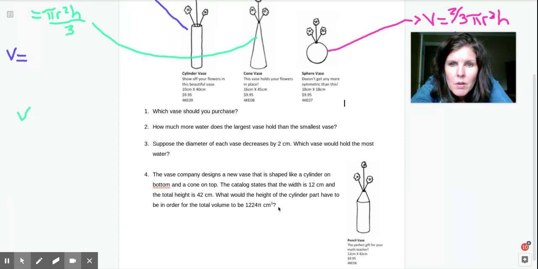So, like I said before, number 4 is a challenge. And if you are taking way too long on it, then stop. You don't have to do it.